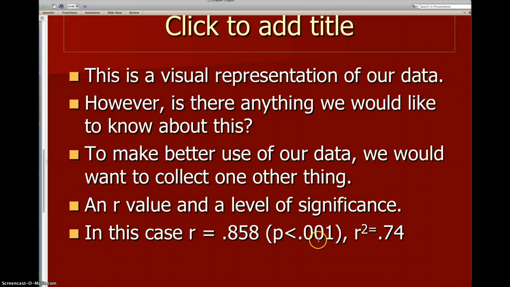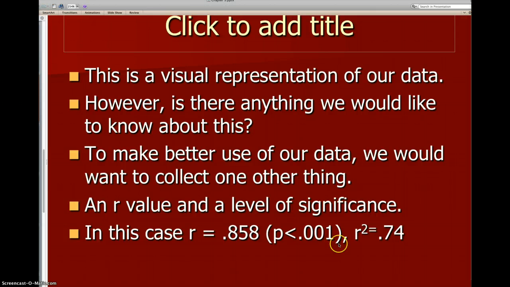Anything greater than 0.05, including 0.05, means that it is not significant, and we cannot accept that what has happened is true. This, for example, is 1 chance out of 1,000. That's a pretty small chance that we've made a mistake. So in this example, this is a strong positive correlation with a significance level of 0.001.